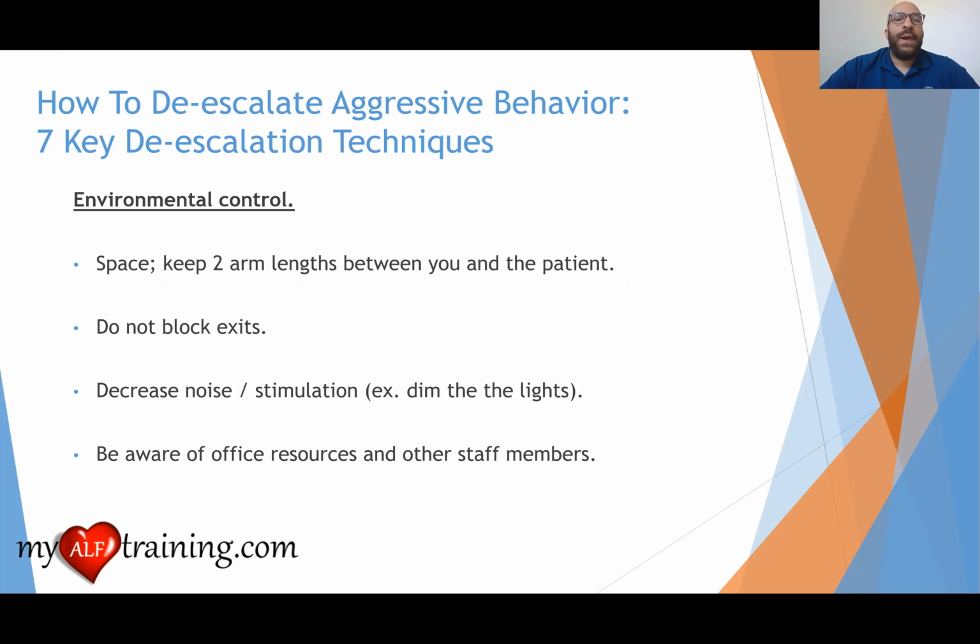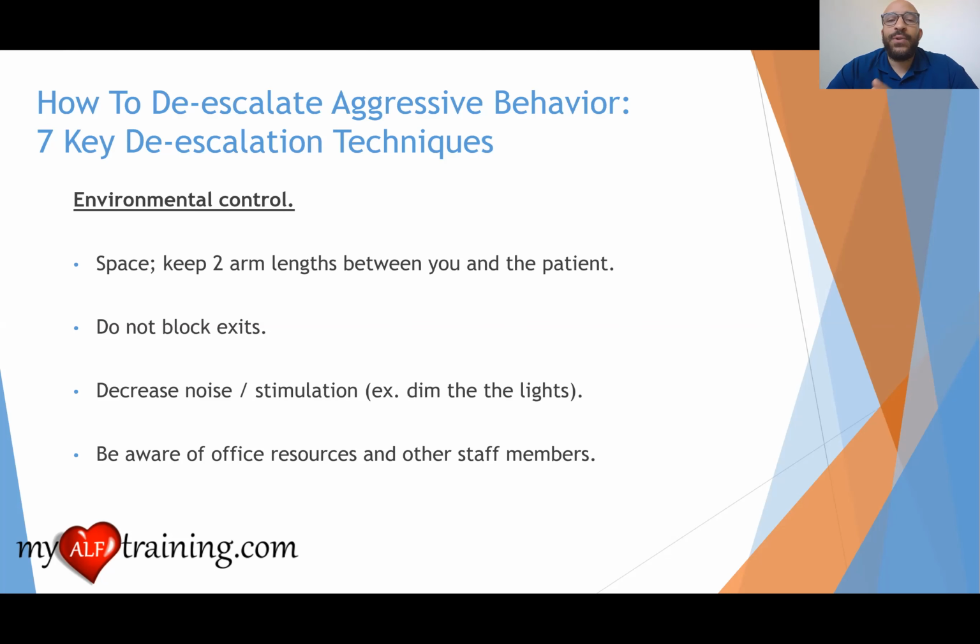Environmental control. A few things you want to remember here. You want to keep 2 arms length between you and the patient. If you feel like they're becoming aggressive, you want to make sure that you keep your distance, just in case they do become physically aggressive towards you. But don't block the exits. You don't want them to feel like they're being trapped in, because it's going to be like trapping a stray cat in the corner. They're going to curl up in a ball, and eventually they're going to lash out to try and get out because they're going to think that they're about to be harmed.